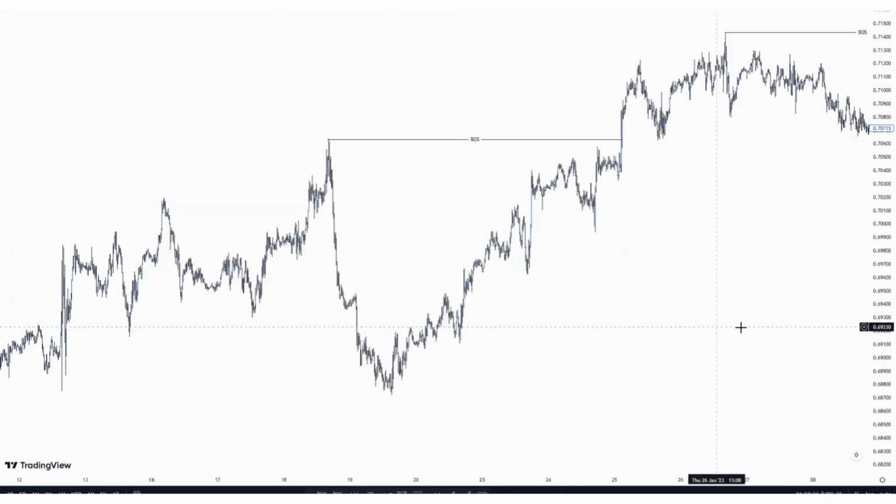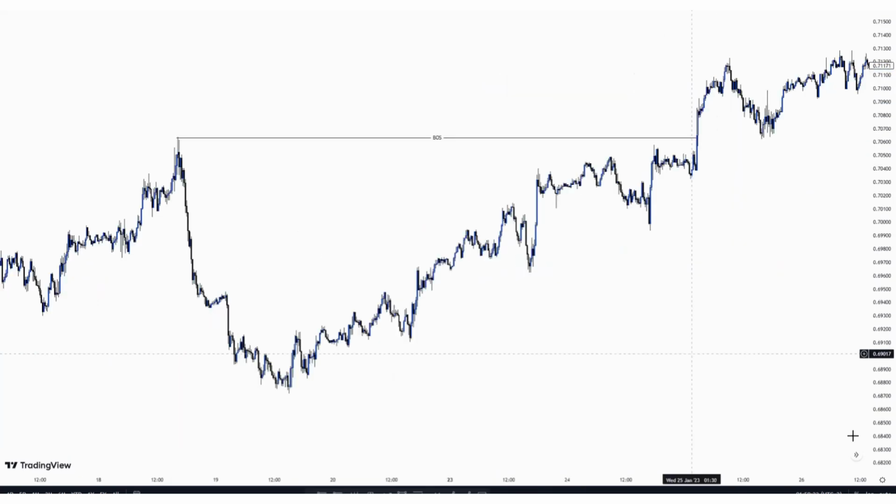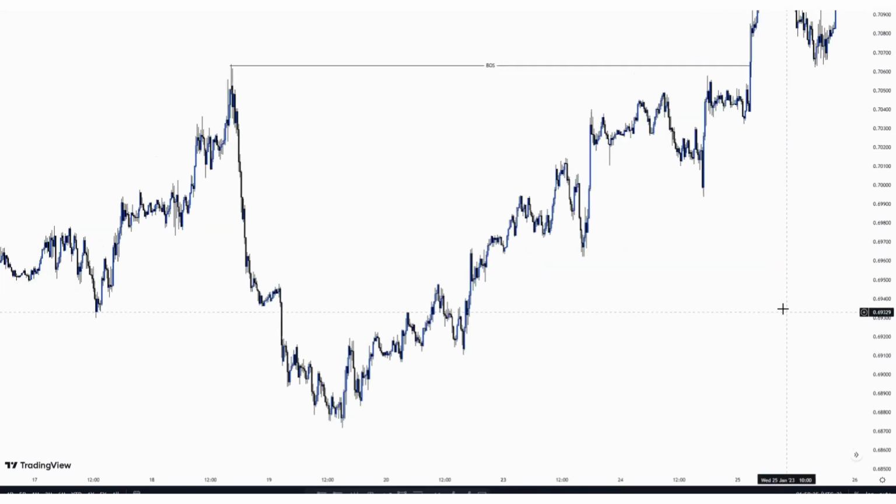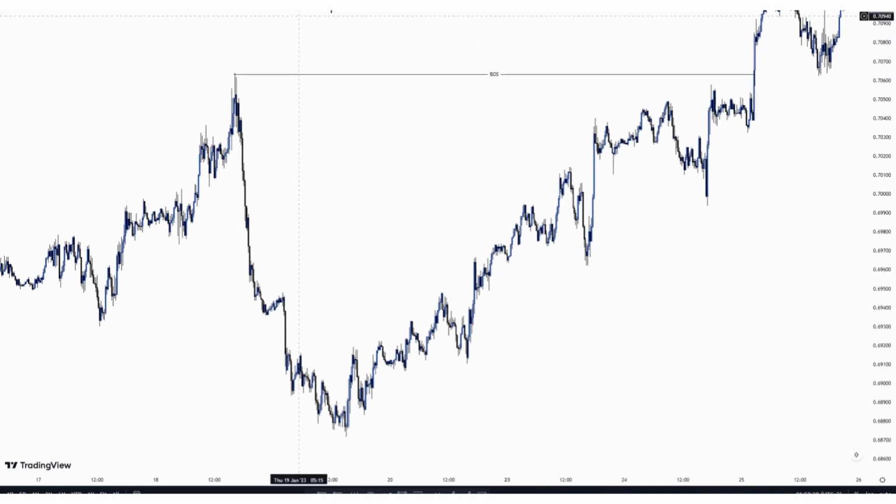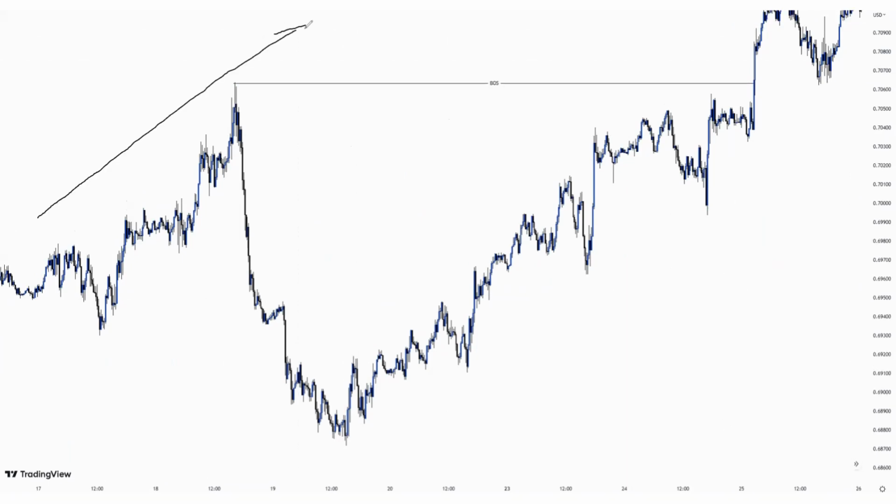Now let's look at internal structure. The same principle still applies. So what do we have here? I said most of the time you want to take entries where internal structure and external structure are in line, and we're aware that here internal structure and external structure are bullish. So that's where you want to take these entries. Now let's look at it. What do we have here?